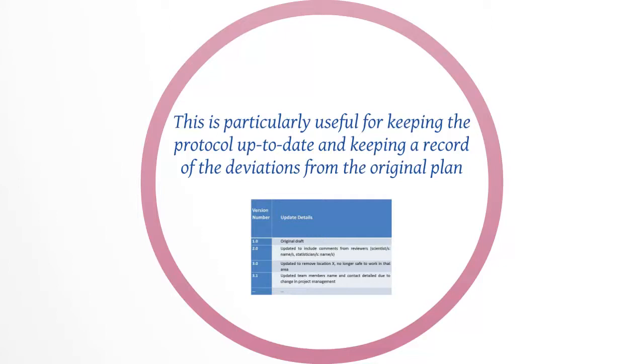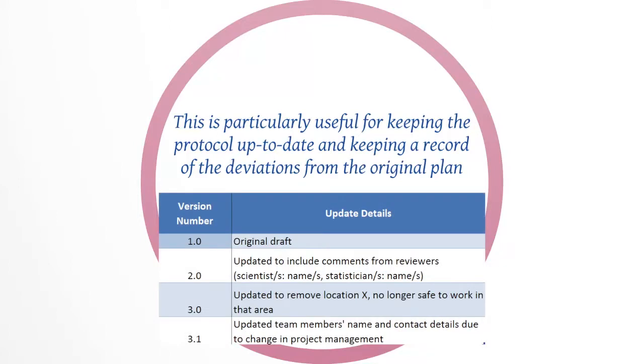A table such as this can be included in the protocol to keep track of changes and updates made to the document. A form of common version numbering is that large updates to the document can be reflected as increases in the version number to the left of the decimal point. Small changes can be reflected as an increase in the version number to the right of the decimal point.